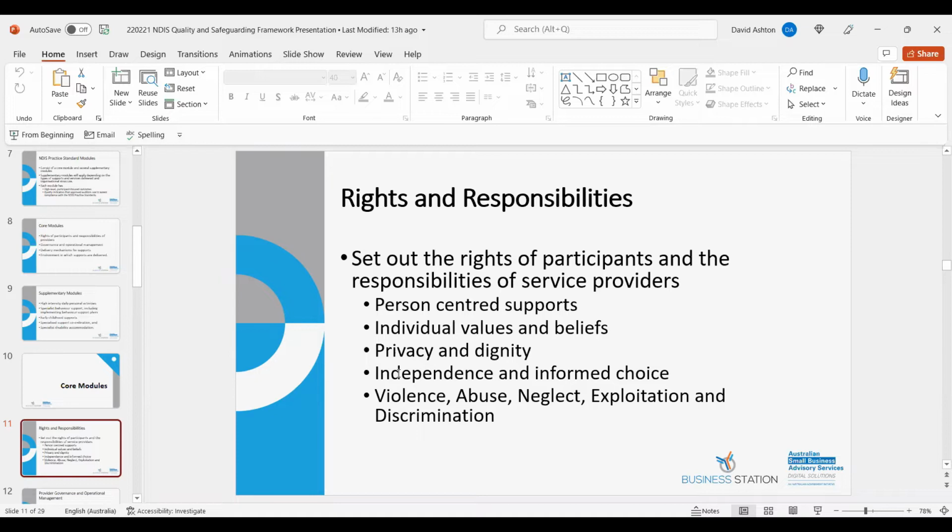So independent and informed choice. Each participant is supported by the provider to make informed choices, exercise control and maximise their independence relating to the supports provided. So you've got to encourage an environment in which there is active decision-making and individual choice, provide information to assist them to do that.